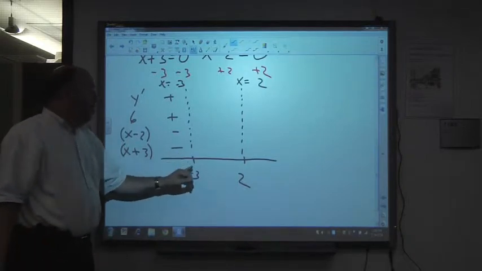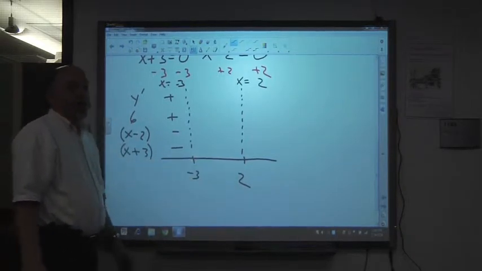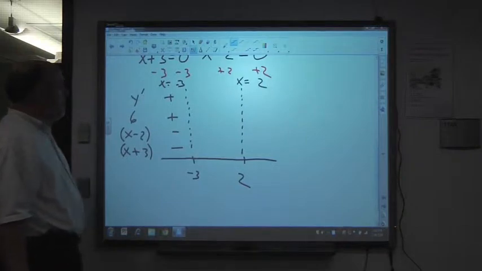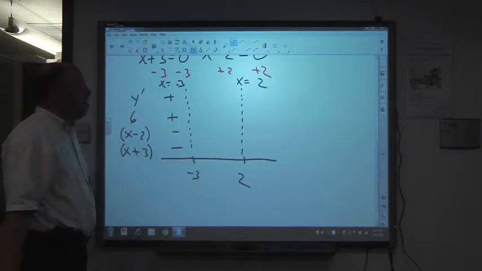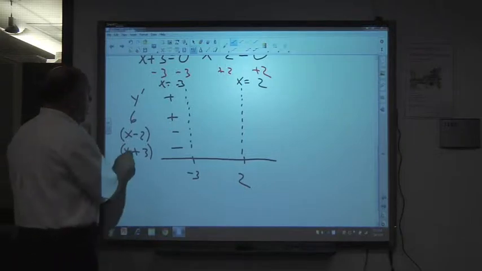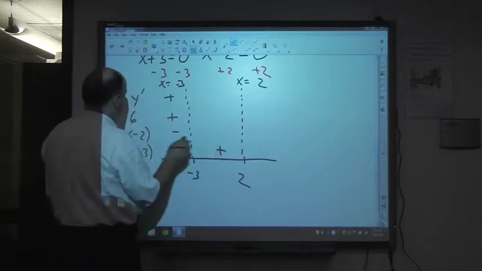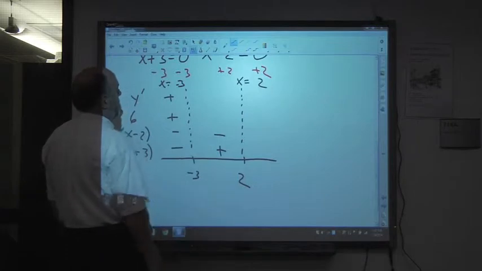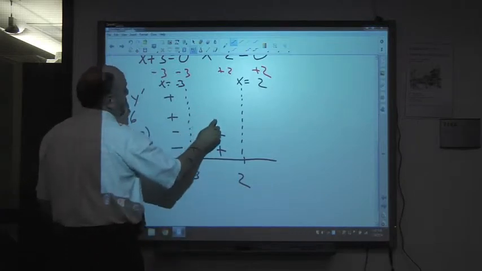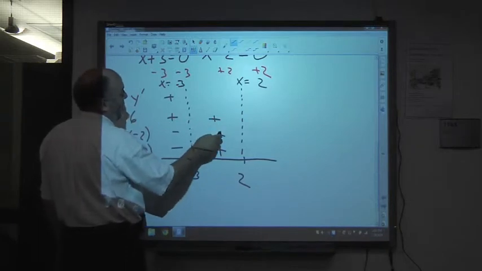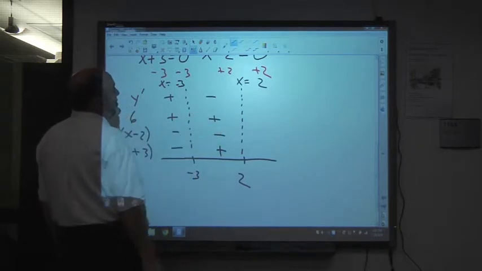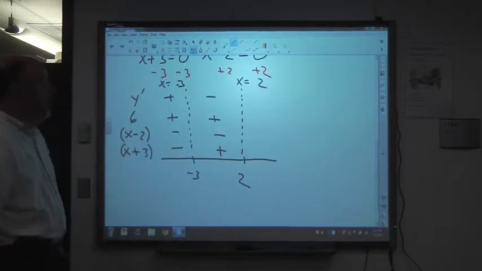We then go to the next interval between negative 3 and 2. And again, if it helps to pick a number, you can do that. Let's go with the easy number, which would be 0, which falls in that range. So x plus 3 would be positive. X minus 2 would be negative. Again, 6 is always positive. And so now we have a positive times a negative times a positive, which means that will be a negative.